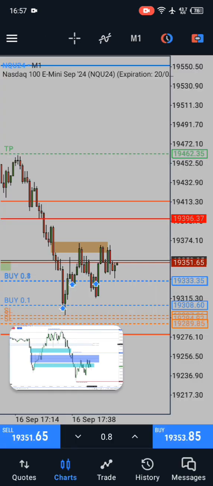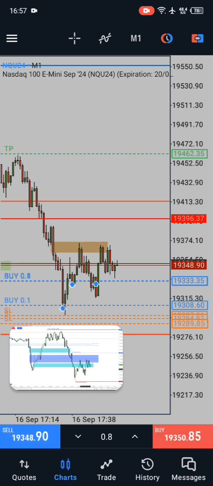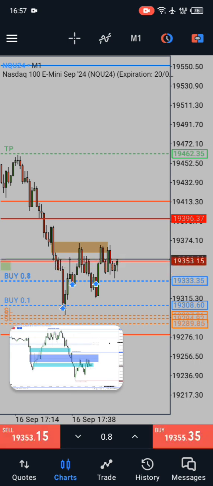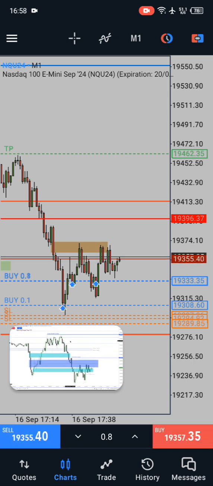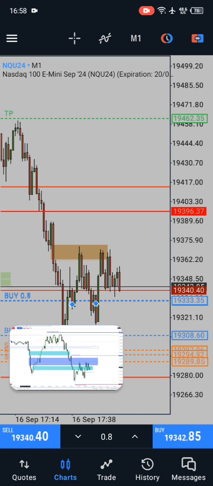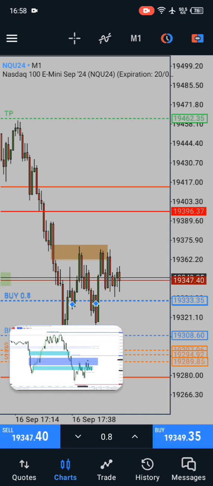Those are my entries. The first entry right there on the blue line, the 0.1, and the second one about right there, and then the third one. I'm just pyramiding up, hoping that we are going to take out the buy side liquidity above there. But as long as the market just gets into a premium, I'm going to show you in the later parts of this video. If it gets to a premium, I'm moving my stops up above break even.